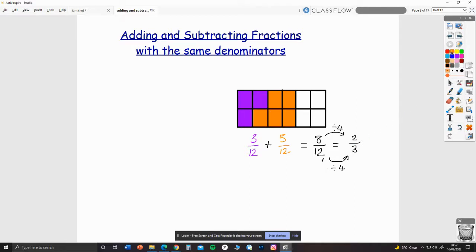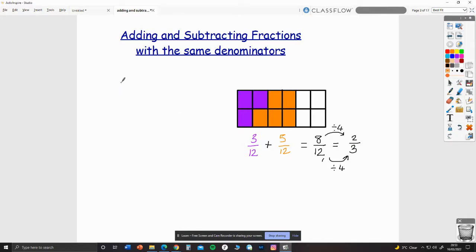So this shape would be the same if I was to block it differently and block it into 3 parts. 1, 2, 3. So they are equivalent fractions. So if you want to add fractions with the same denominator, same number on the bottom, then we just add or subtract the top numbers and then simplify where we can.